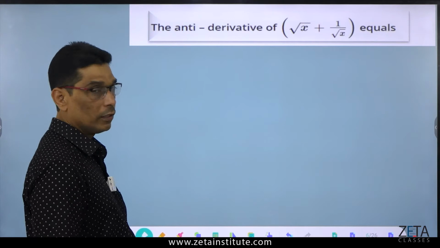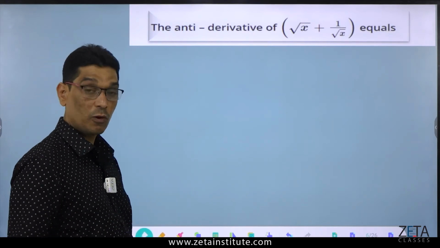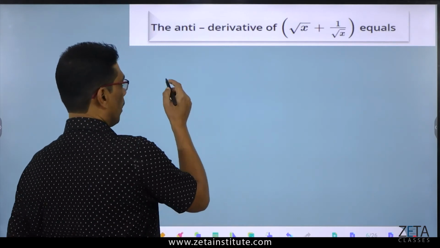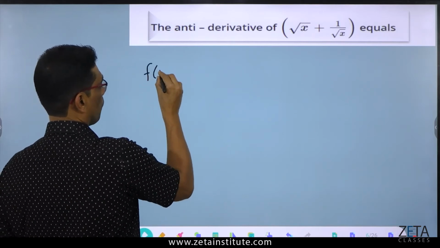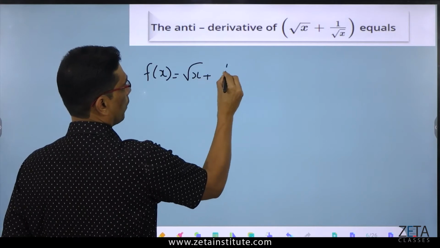So we will do some problems. The antiderivative of root x plus 1 by root x, what does it equal? Antiderivative. So the function, let me just check, f(x) is equal to root x plus 1 by root x.